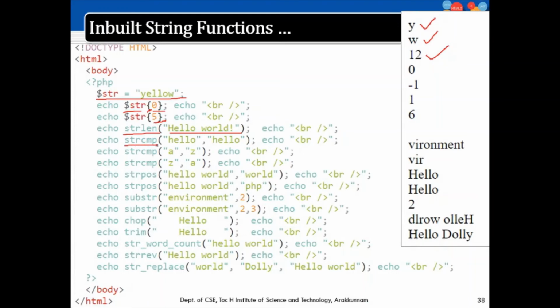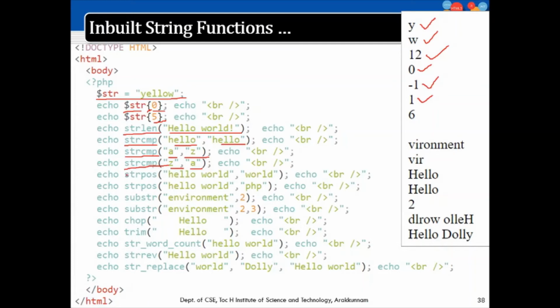Then the next one is string comparison. String comparison takes two parameters, the first string and the second string. Here you can see both the strings are equal. If both the strings are equal, it will give 0 as its output. Then strcmp of a comma z. Here a is lower than z, so in such a scenario it will return a negative value, -1. And the next one, strcmp of z comma a. Here z is greater than a, so that will return +1 as the output.